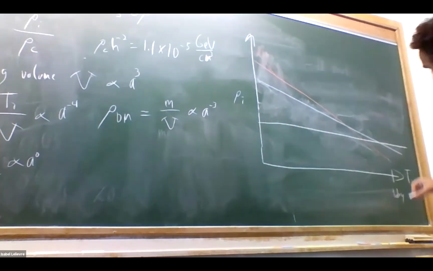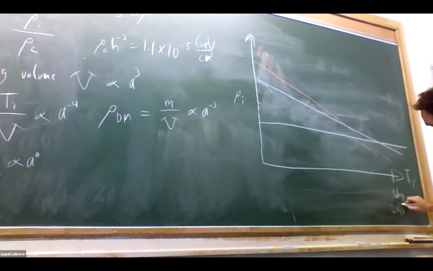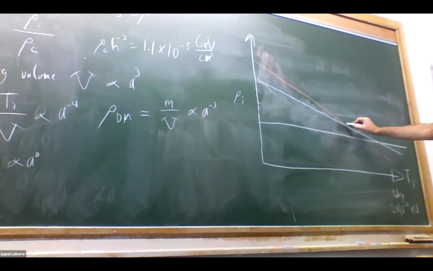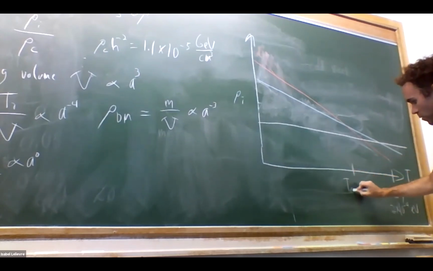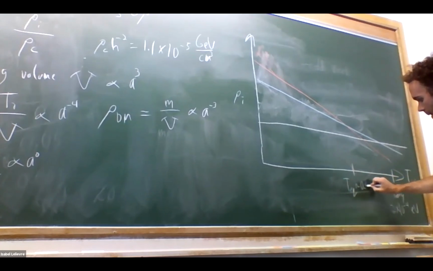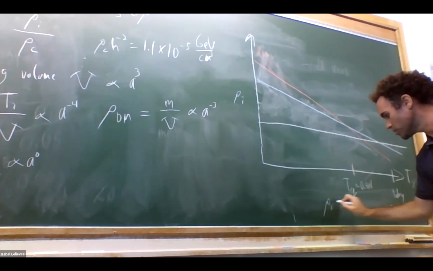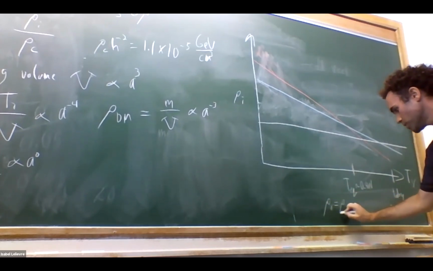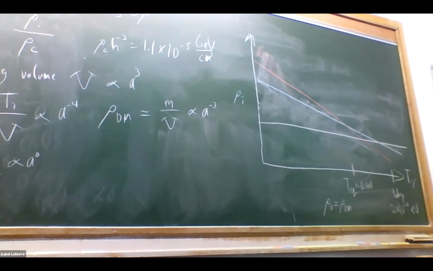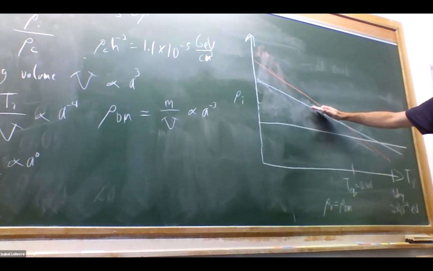So this will be today, where the temperature is 2 times 10 to the minus 4 electron volts. Now this moment is very important. This is what we call equality, which I'll label T equality. This is about 0.8 electron volts. So this is the moment where the energy density of radiation equals the energy density of dark matter. And you can think of that as a measure of the amount of dark matter. If there had been more dark matter, equality would have happened earlier or later. You can move this curve up or down.